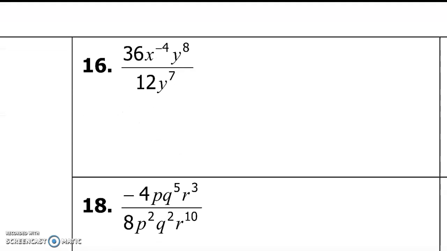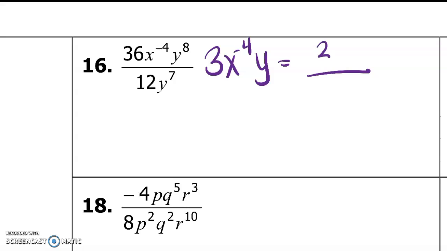Number 16. 36 divided by 12 is 3. We would keep our x to the negative fourth because there's no other x's, and y to the positive 1. If you want to put a 1, you can, but you don't need to. So then draw your fraction bar. Your 3 and your y stay on the top, and then x to the positive 4 on the bottom.